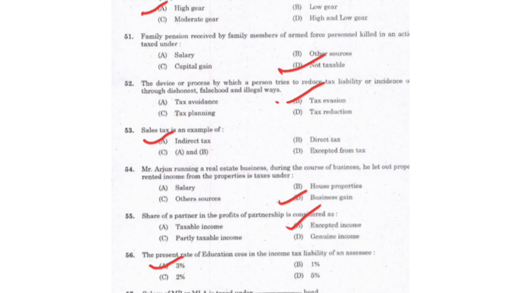And tax planning means we will take advantage of all deductions, exemptions, and everything, which is really a legal format. Tax avoidance is also a legal thing, but it does not meet the intent of the law, the legislative intent of the law. It takes advantage of loopholes in the law. That's the thing. And next question, sales tax is an example of indirect tax.